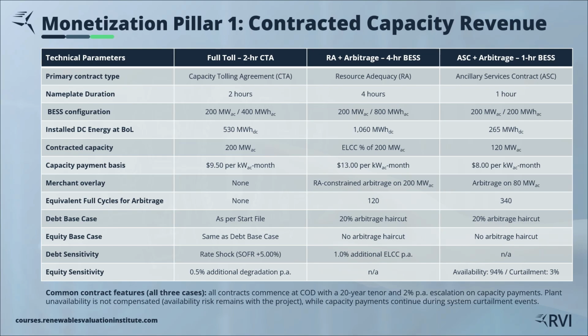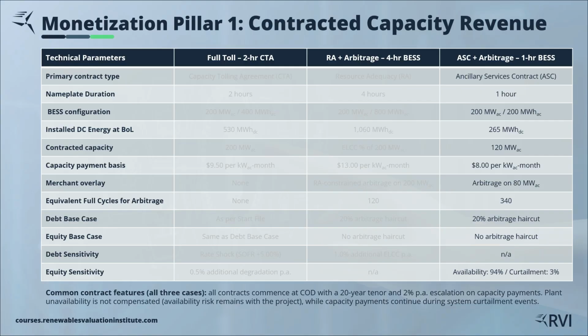Let's jump over to the IAM. This is the final case of monetization pillar 1. You can see the key inputs for the ASC structure. Auxiliary services are based on a 1-hour BESS, capacity-based and paid in USD per kilowatt AC per month. We commit 120 megawatts to auxiliary services, which is 60% of the nameplate. The remaining 40% stays available for merchant arbitrage.